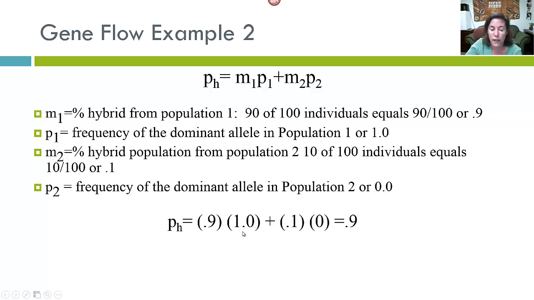0.9 times 1 equals 0.9. Plus 0.1 times 0, which equals 0. So we add this up, and it equals 0.9. So the frequency of the dominant allele in the hybrid population equals 0.9.